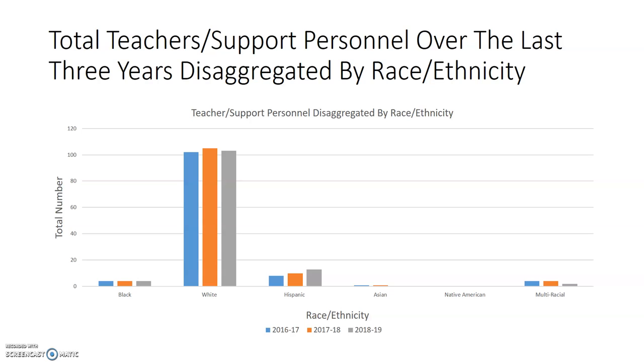Looking at race and ethnicity, the majority of our teachers and support personnel at Dalton High School are white and Caucasian by a significant amount. Over 100 teachers across the board are white and Caucasian. The next race and ethnicity subgroup would be Hispanic, followed by Black and multiracial.